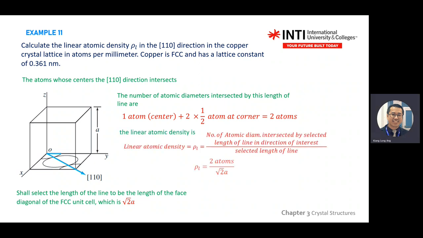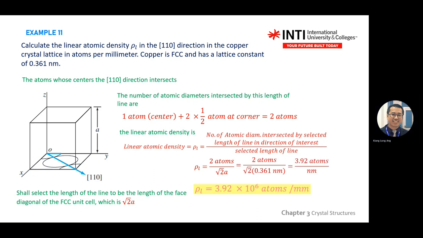Then for the density, you know the line here is square root 2a. This is a, this is a. So from here to here is square root 2a. Then you substitute the numbers, and you get 3.9 times 10 power 6 atoms per mm.